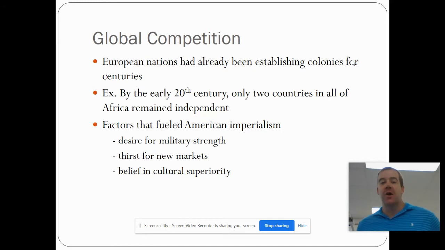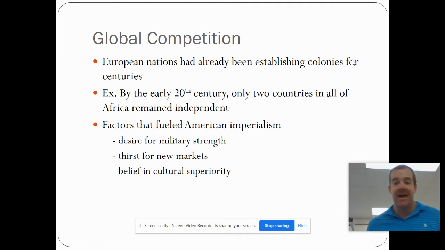Global competition. So, like I said, European nations have been establishing colonies for centuries, several hundred years. Specifically, Europe had been doing this a lot in Africa by the early 20th century. And we're going to look at imperialism in the next unit as well and how it contributed to the First World War. Remember, there are 2 world wars, how it contributed to the first one.